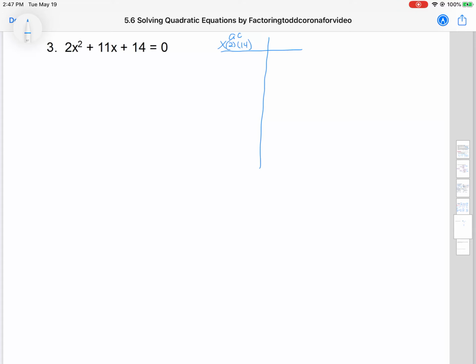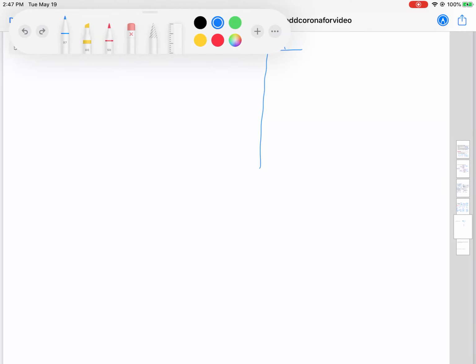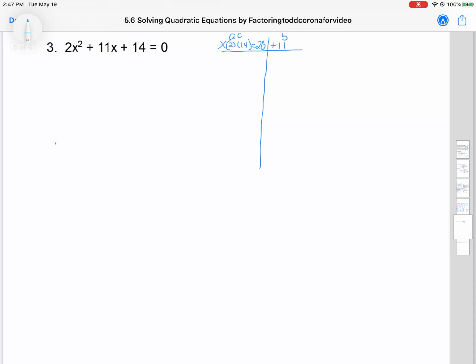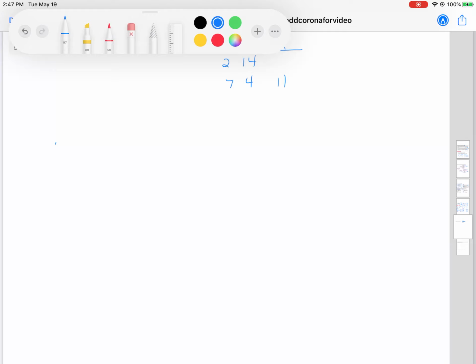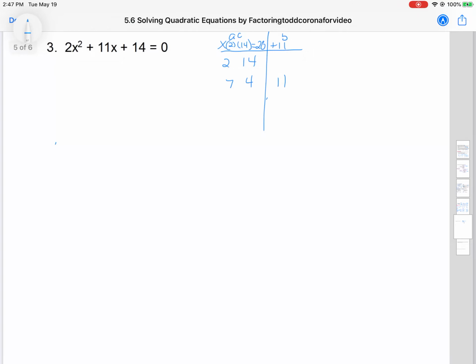So we're looking for A times C. So 2 times 14, which is 28, and adds to B, which is positive 11. Okay, so the factors of 28 are 2 and 14, and 7 and 4. Okay, so there's the 11, not that big of a deal. So now you decide, are you going to do decomposition or are you going to do magic X?